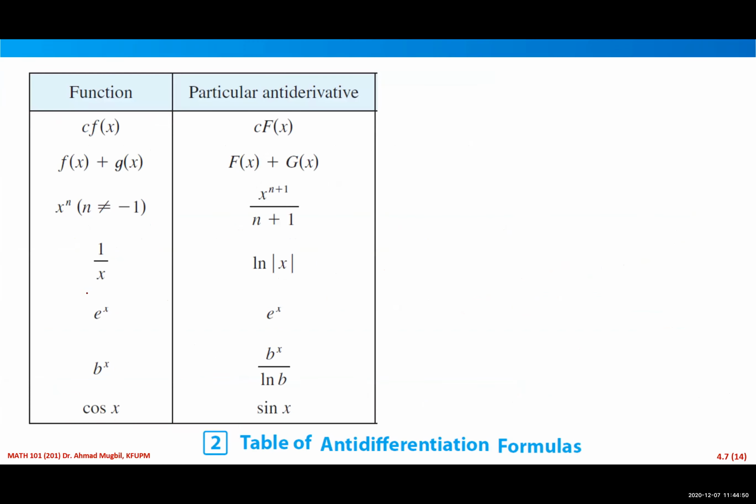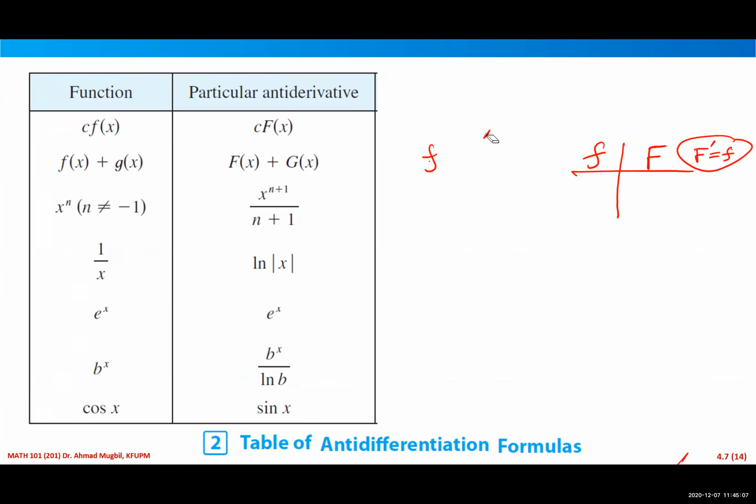Now, this is the table. Now you need to make your table. You had before the table of the function and its derivative. Now you need to have a table for the function and its antiderivative. And remember, what is the antiderivative? It is the function that, if you differentiate it, you will get the original function.